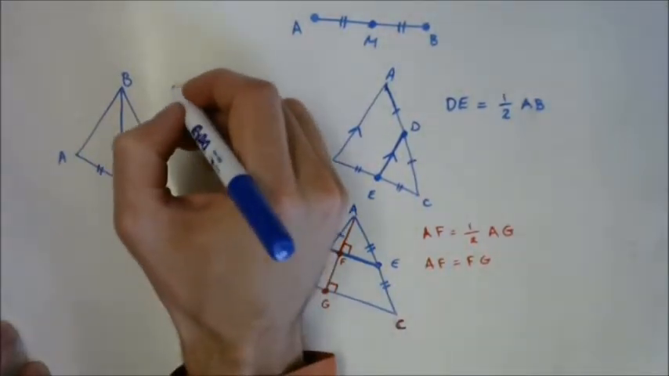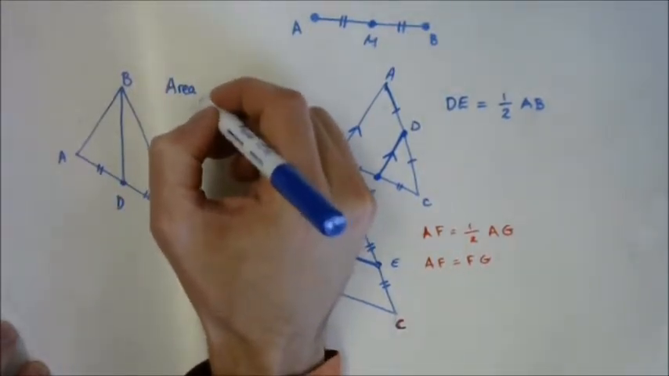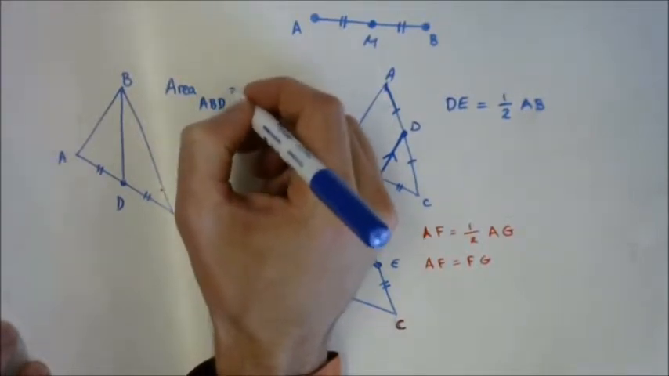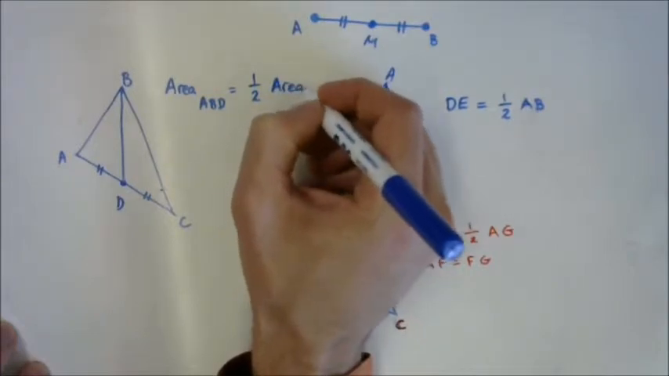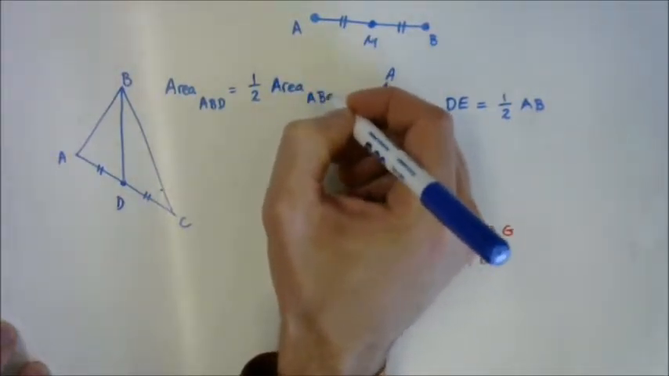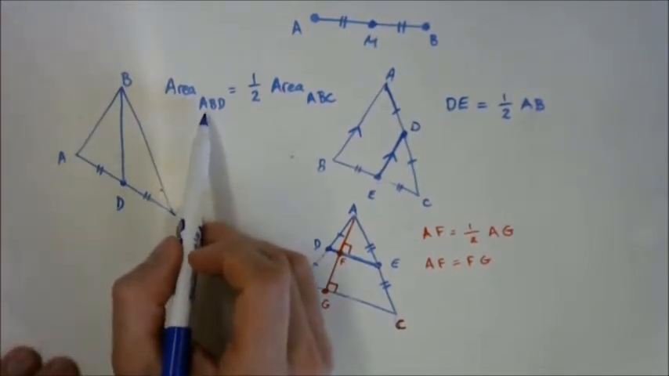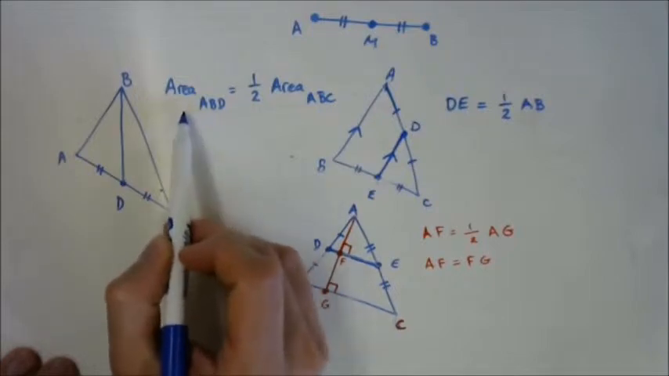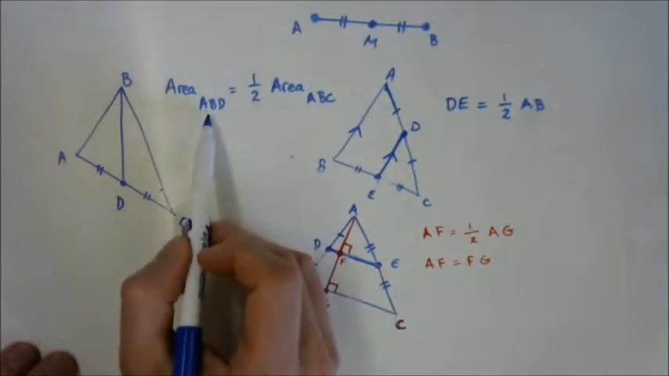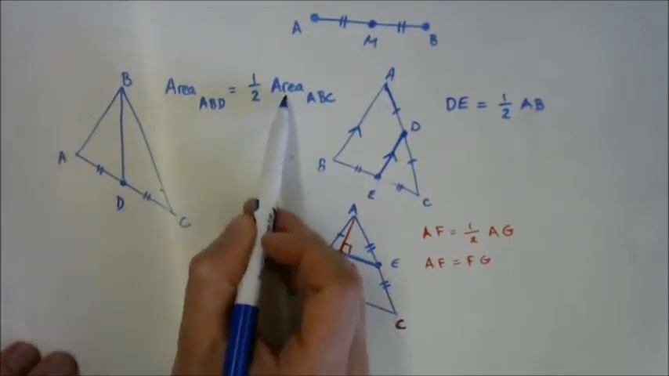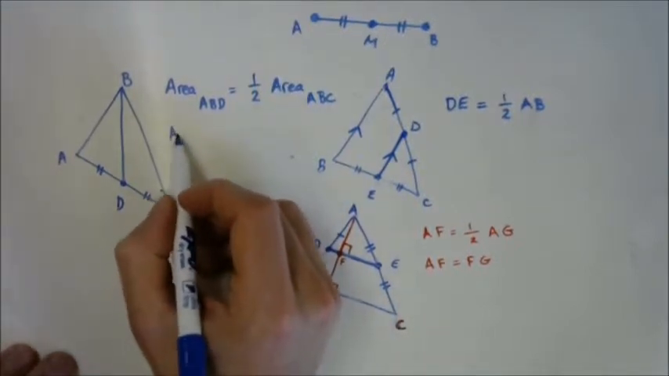And what we've learned is that the area of ABD is half the area of ABC. Okay? So we're looking at area. This is a subscript. ABD comes below area, so it's a subscript. The area of this triangle is half the area of this triangle. Okay? Same is true for the other smaller triangle that we made.